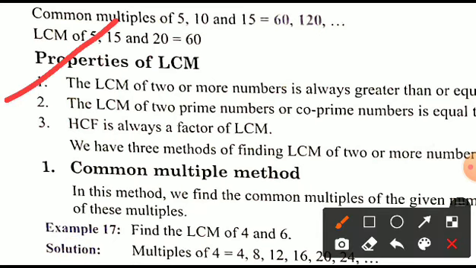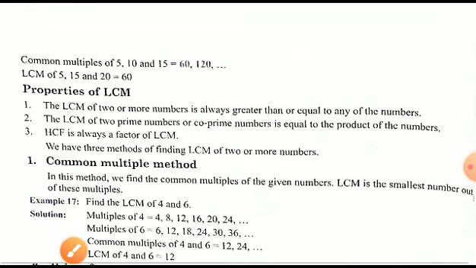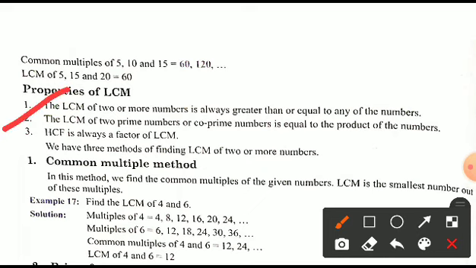Now, the properties of LCM. LCM of two or more numbers is always greater than or equal to any of the numbers. Next one is the LCM of two prime numbers or co-prime numbers is equal to the product of the numbers. HCF is always a factor of LCM. So these are the three common properties.